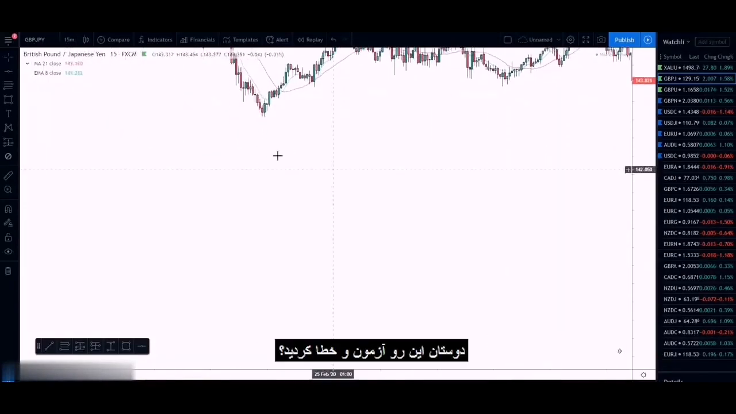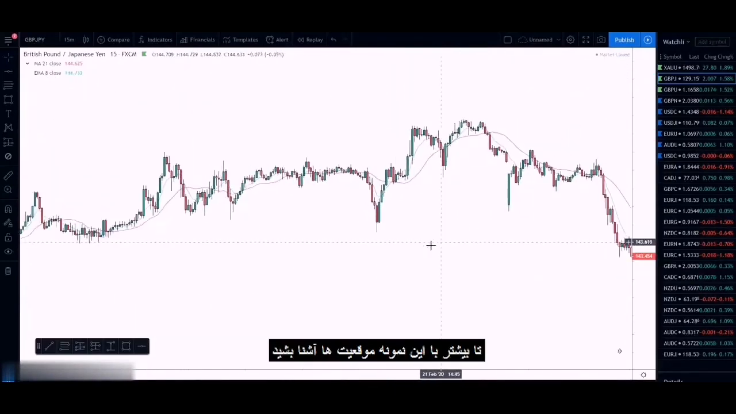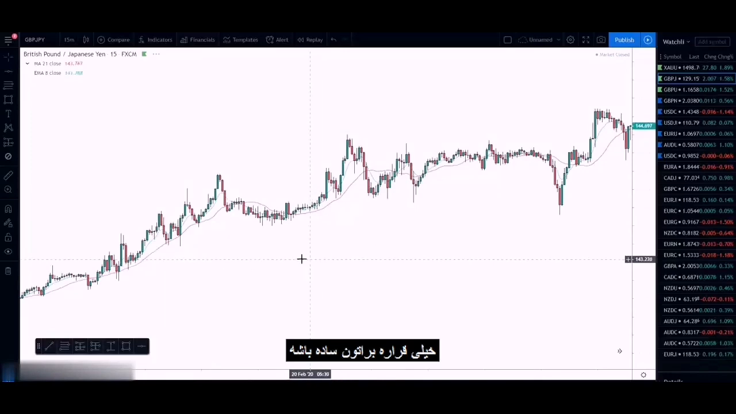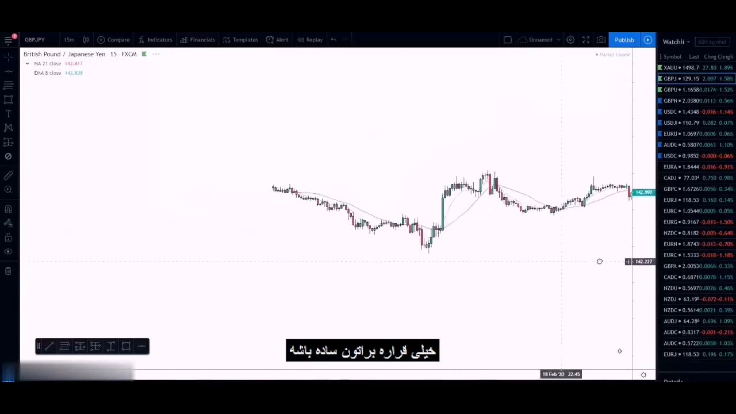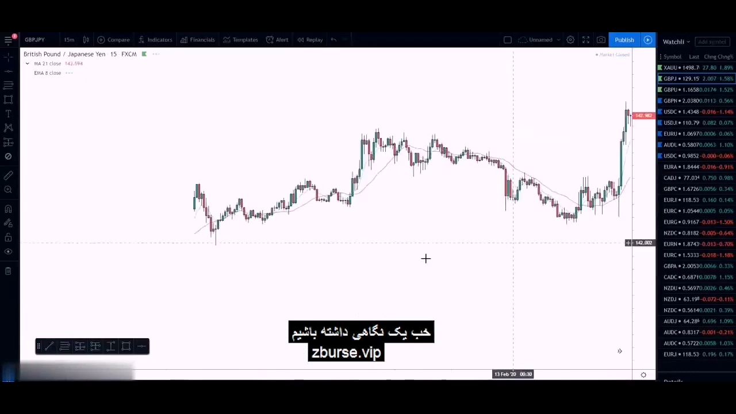If you guys backtest the hell out of this, you're going to get so familiar with what these setups look like. It's going to be ridiculous for you. Just ridiculous. Let's go take a look.